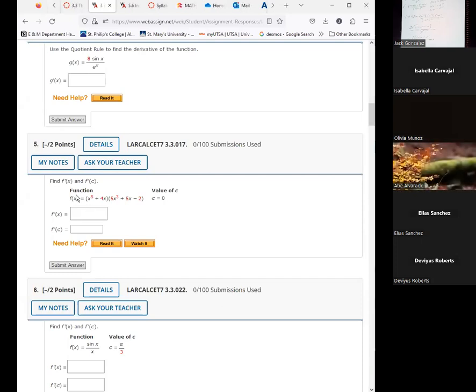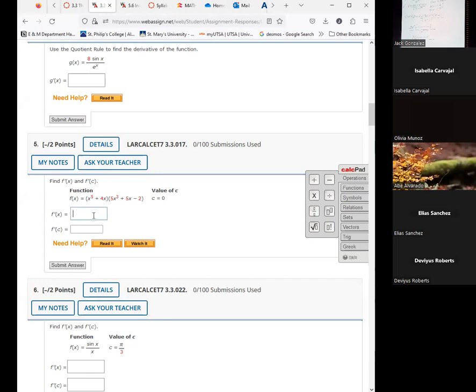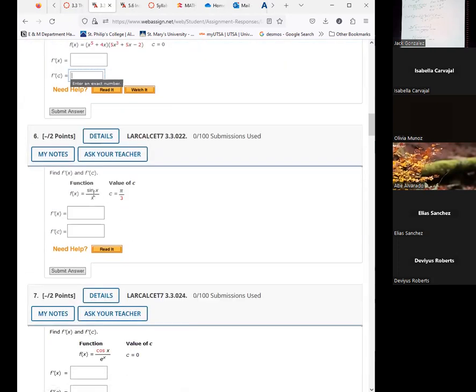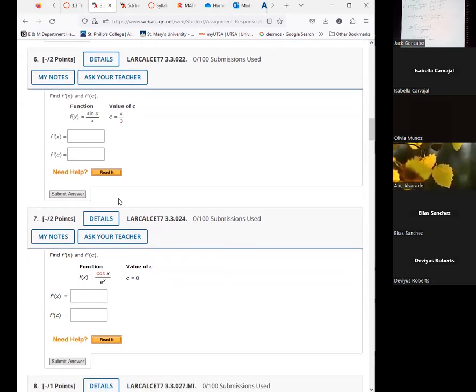All right, so the next one, you have to do the same exact thing. Do a product rule on this guy. Plug in the solution here. And then part B, you just plug in the number 0. That's it. And whatever results you get would go here. Same thing here. Do a quotient rule on this guy, and at the very end, plug in this number into the result. So there's nothing new here.